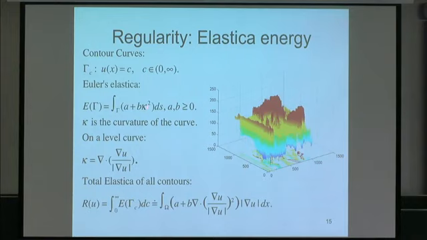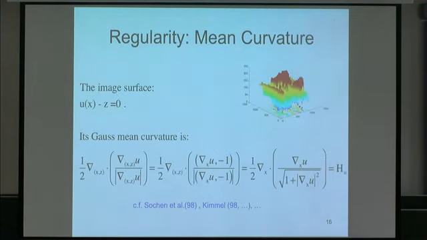We know that for level curves, the curvature equals this expression. So for each curve, the Elastica energy equals this; putting this in and again using the co-area formula, this is one way to measure the regularity of all the curves by summing the Elastica energy. So this is another way to measure the regularity of an image.